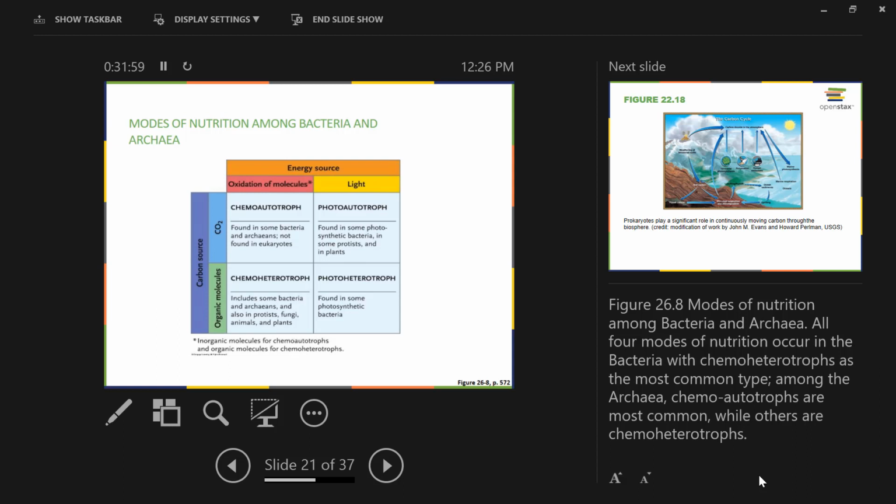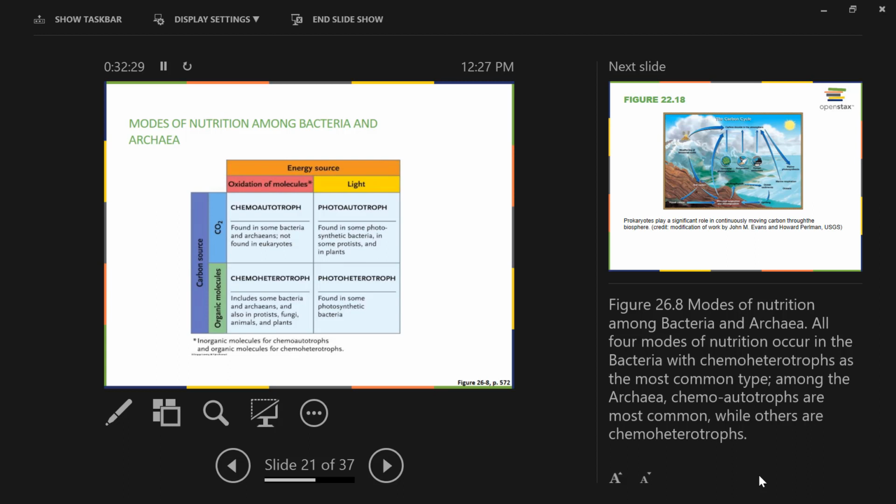That's cool, right? A very easy table to read. Where does the carbon come from? It comes from organic molecules, heterotroph. If it comes from carbon dioxide, autotroph. And where do they get their energy? Do they get it from oxidizing molecules, or do they get it from light? If they get it from light, they are a photoautotroph or photoheterotroph. If they get it from oxidizing molecules, they are either chemoautotrophs or chemoheterotrophs.